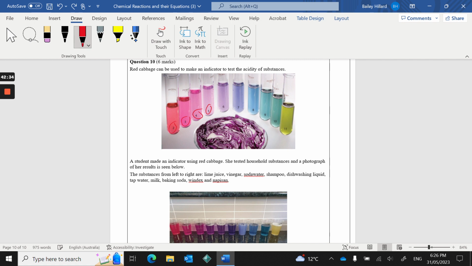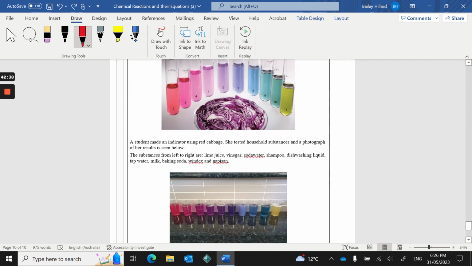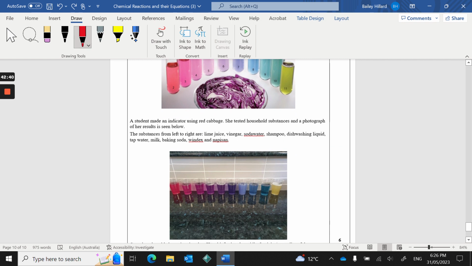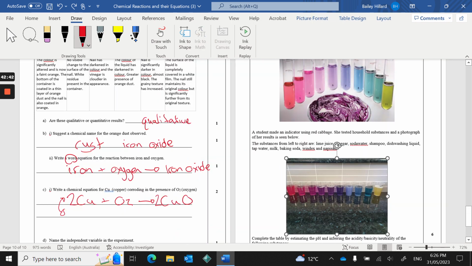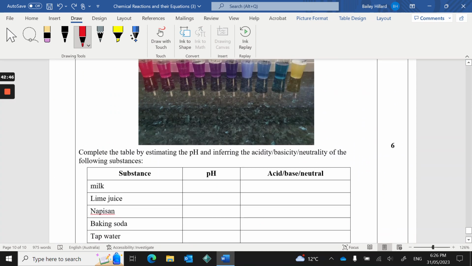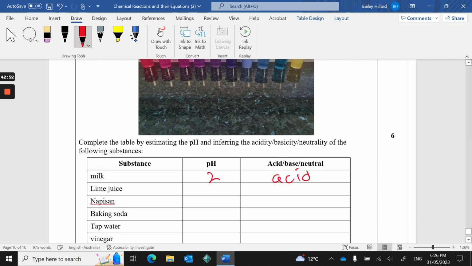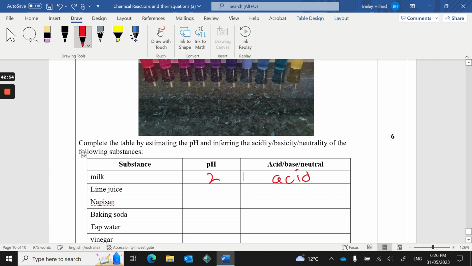Okay, so just working through, starting with lime juice. We can see it kind of there. Lime juice is looking at around the 2 mark, so a pH of 2. A low pH is an acid. Sorry, the milk is first. It's not in order, my mistake.